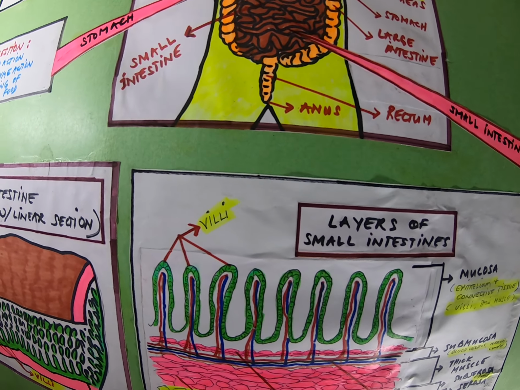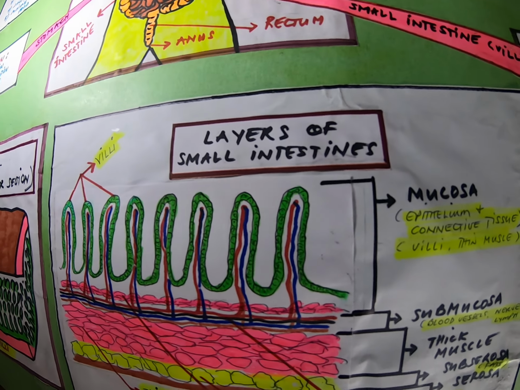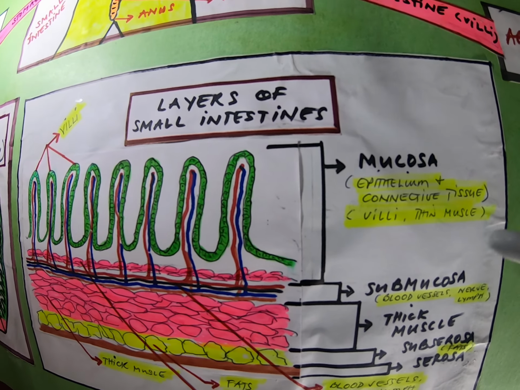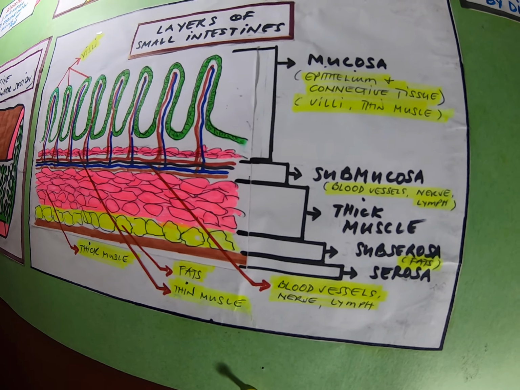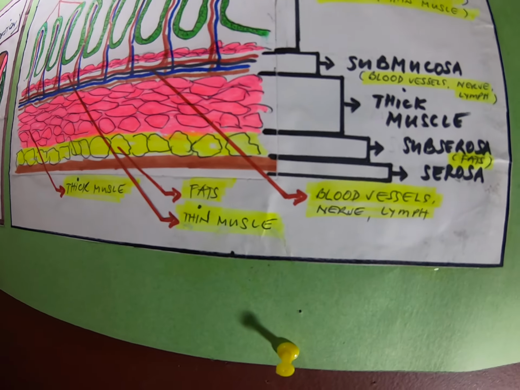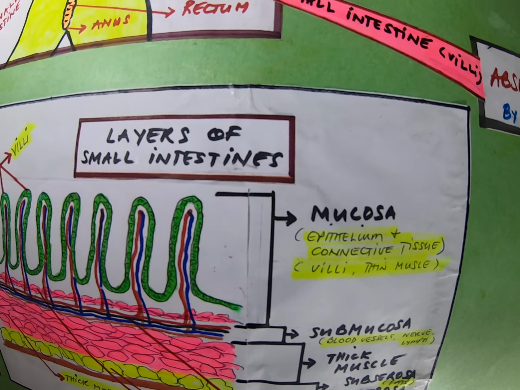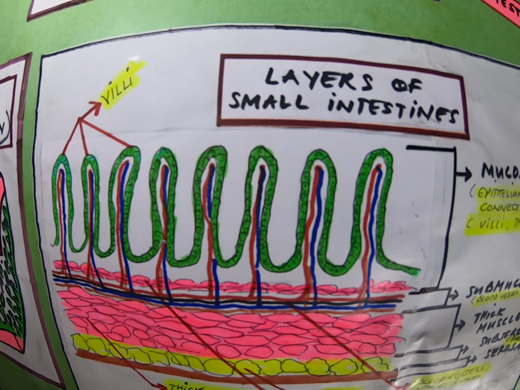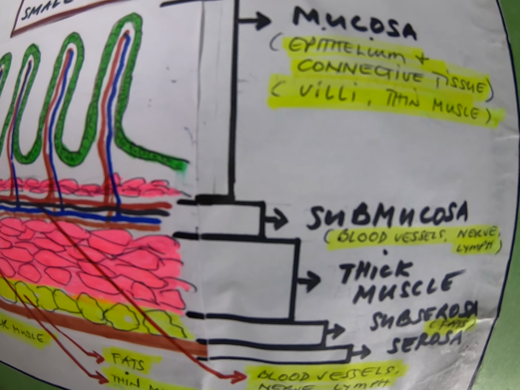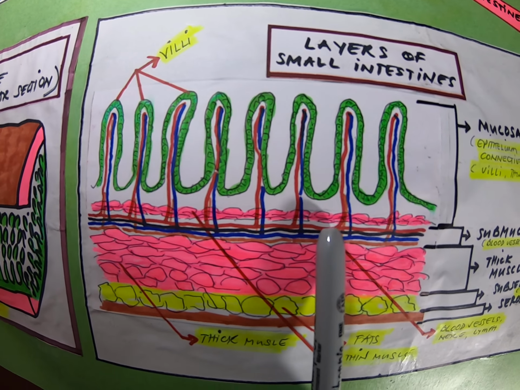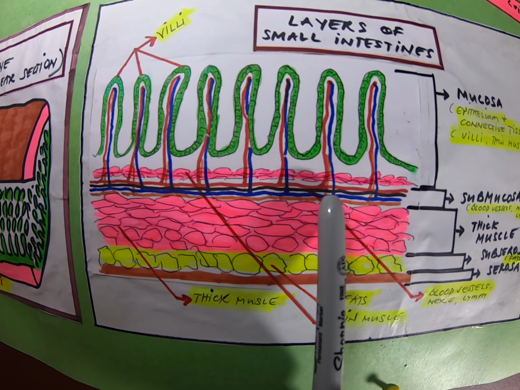So let's talk about the layers of this small intestine. Here we have the mucosa, the submucosa, then the thin muscle, and also the subserosa and the serosa. Under the mucosa, we have the villi, the connective tissue, and the thin muscle. But in the submucosa, it is mainly vessels: the arterial, the venous, the lymph vessels, and we also have the nerve.